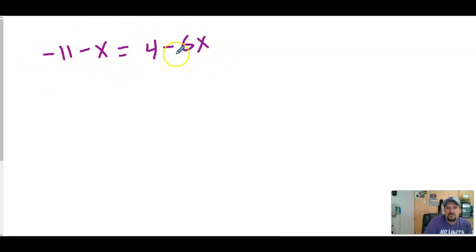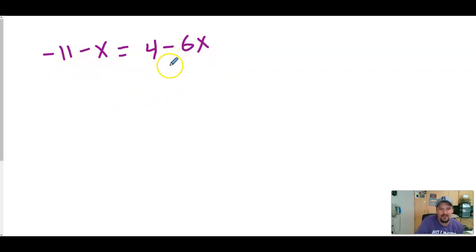All right, let's do negative 11 minus x equals 4 minus 6x. Okay, so there is nothing to simplify on the left side of the equation. There's nothing to simplify on the right side of the equation. So we can go ahead and go to step 2, which is get all the variables to one side. So here I have a choice. I can either add 1x over to this side, or I can add 6x over to this side.